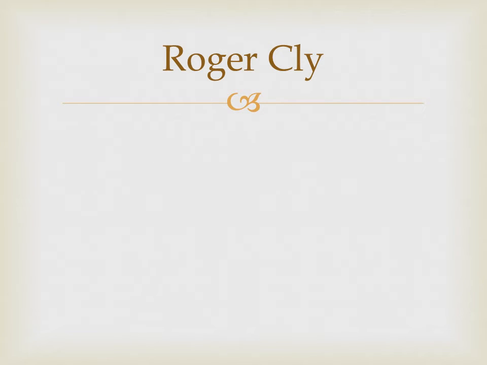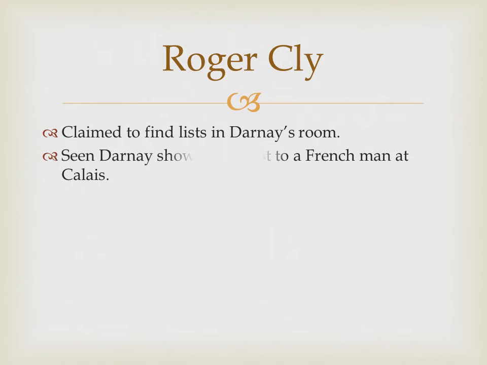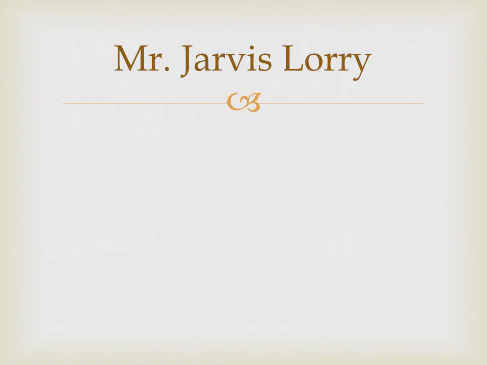The second witness is Roger Clyde, who claimed to find lists in Darnay's room and that the latter was seen giving them to a Frenchman. And Mr. Stryver later proved that Clyde was once a thief. The third witness is Mr. Lorry, who said that he saw Darnay board a ship at Calais.